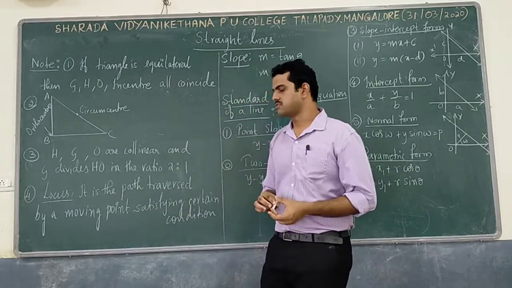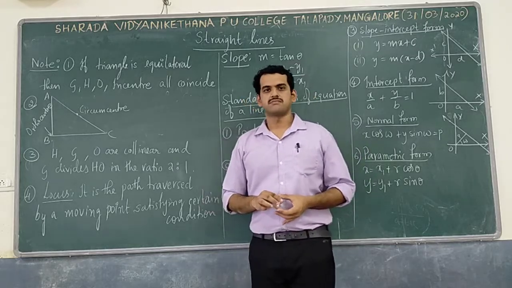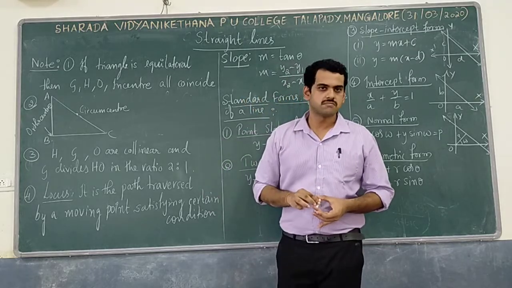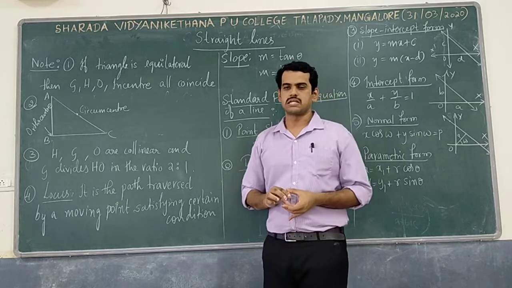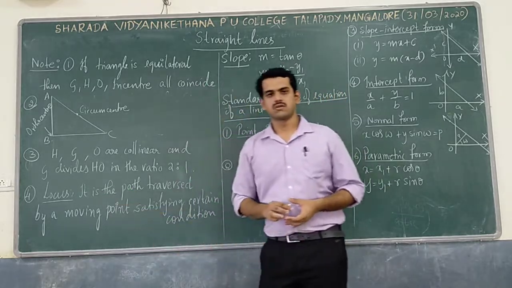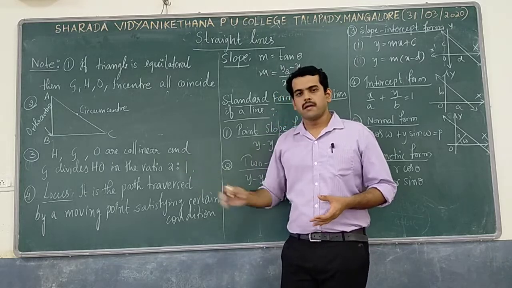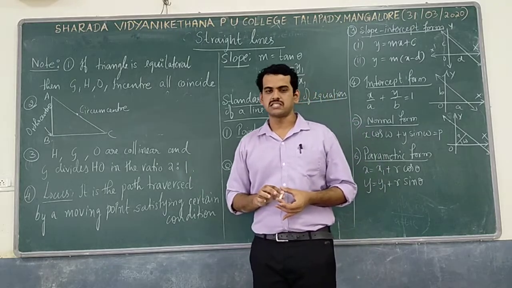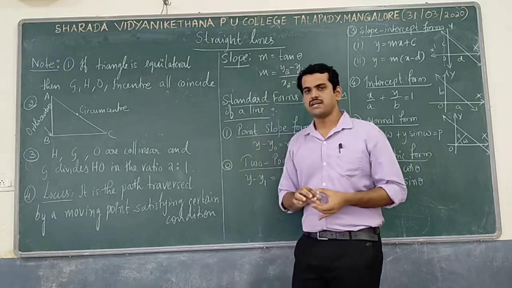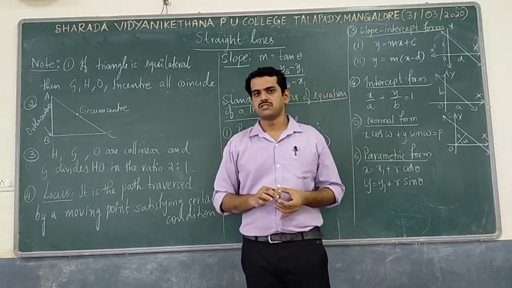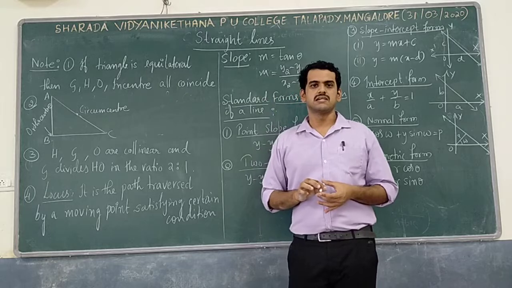This always is going to happen. And there is one more important term that comes in coordinate geometry, that is locus. What is locus? It is the path traversed by a moving point satisfying a certain condition or more than one condition. A simple example is a circle.